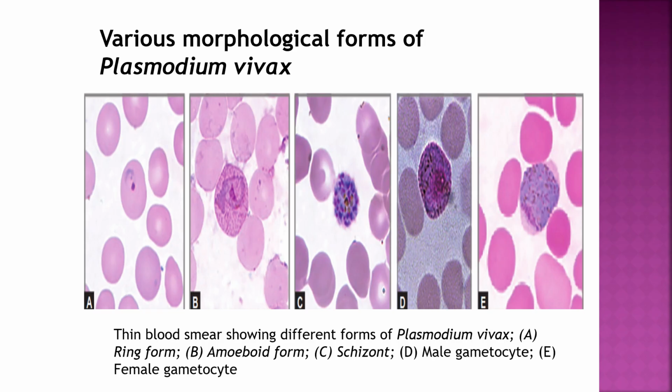So first, A shows the ring form of Plasmodium vivax. The ring is thick blue in color and the nucleus is pink in color. Then you can see RBCs containing Schüffner's dots, that is pink color dots, and the amoeboid trophozoite of P. vivax, that is blue in color and the nucleus pink in color. Then you can see the schizont form in C, that is many merozoites in a regular round structure. Then you can see the male gametocyte and female gametocyte forms of Plasmodium vivax.